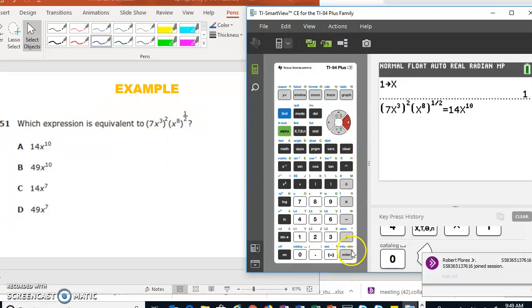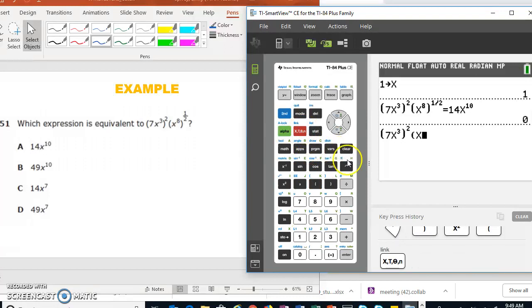And we hit enter. Let's see what it says. Oh, that says a 0, so that means we're wrong. So then we go (7x^3)^2, and then (x^8) raised to the 1/2.